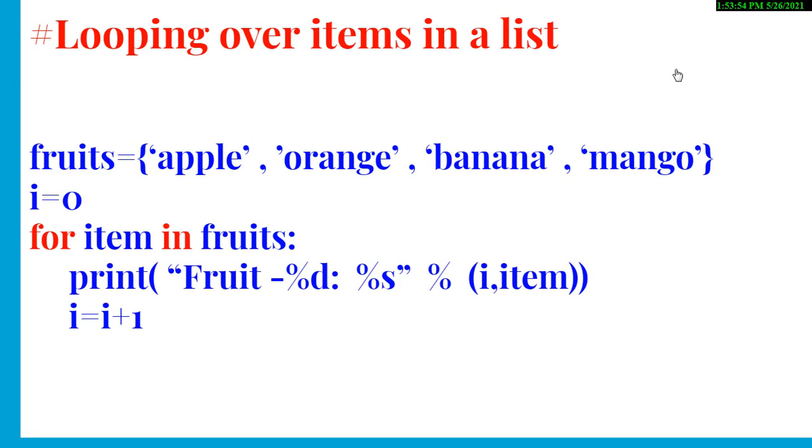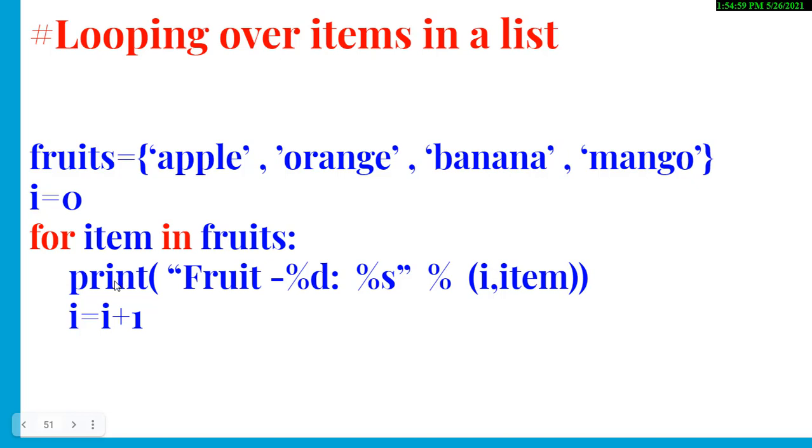Now the second one is looping over items in a list. Looping over items in a list means I am writing a list here. Fruits is equal to apple within quotation marks, comma, orange, banana, mango. Here the length of this is 4. For i equal to 0, you can see i is equal to 0, for item in fruits. Item is the variable, in is called the membership operator, and fruits is the list that is being given.